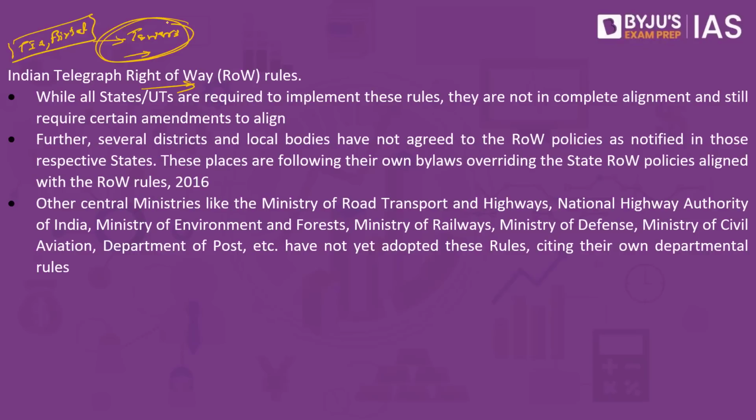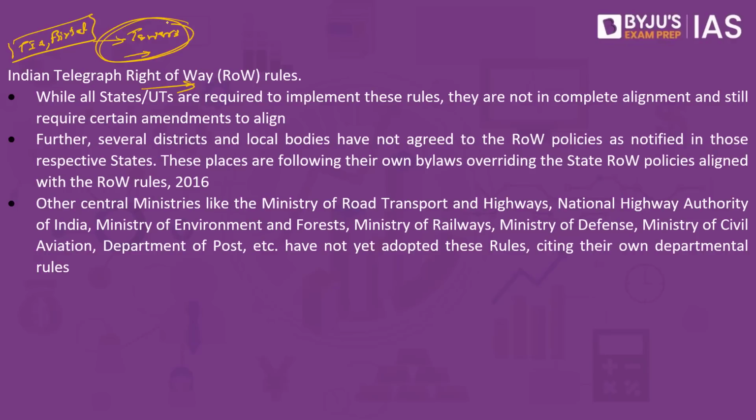So these are the rules given by the telecom authority to all these telecom companies so that they would be able to lay the infrastructure, and in case they have any grievance or any issues, the same will be addressed within a time-bound manner so that all their grievances are addressed by the government of India. So what is the issue with respect to the right of way rules?